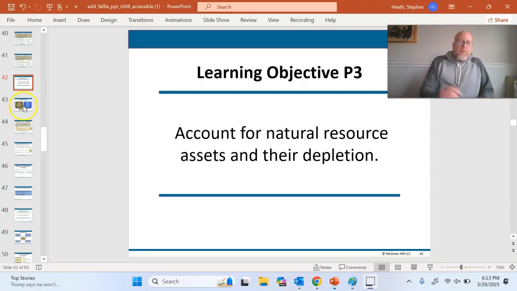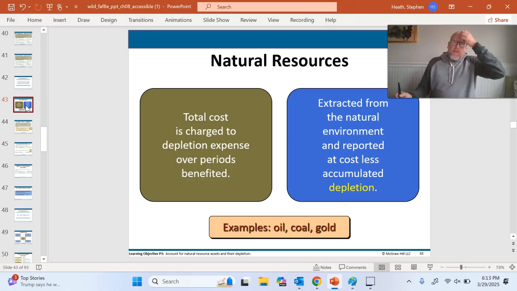Natural resources are essentially things like oil, coal, gold. We're going to acquire a bunch of land, and in that land, there will be natural resources such as oil, coal, or gold. And we're going to go in and usually extract those natural resources and then put them on the open market for sale, right or wrong.